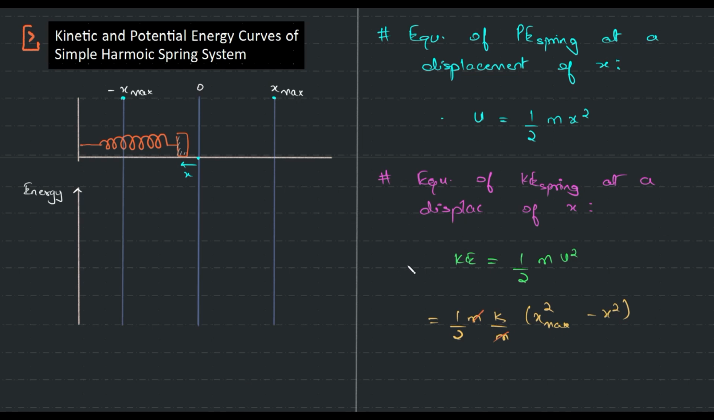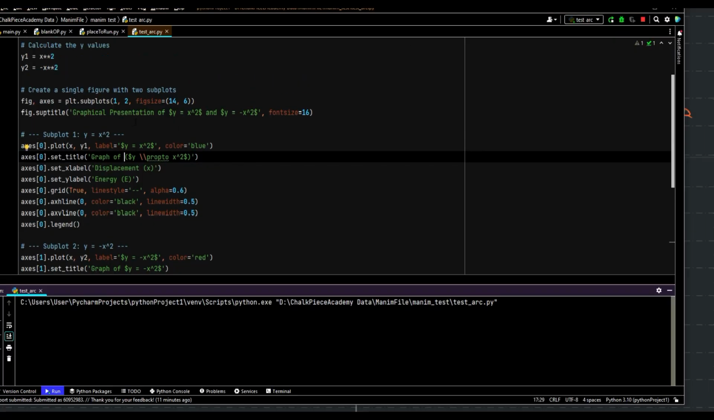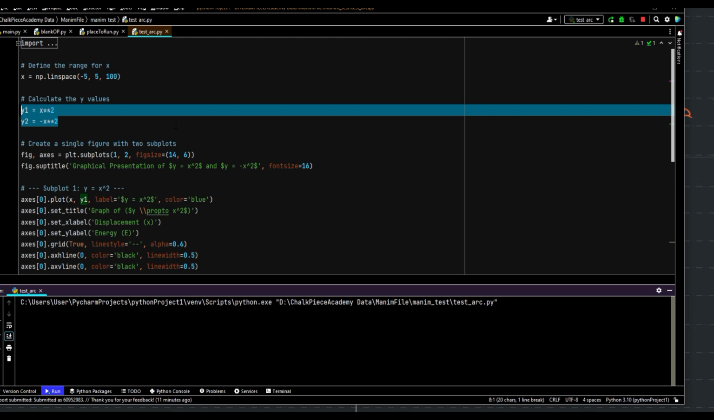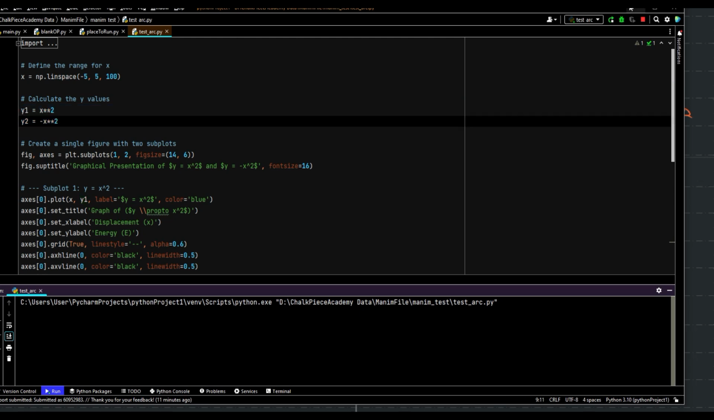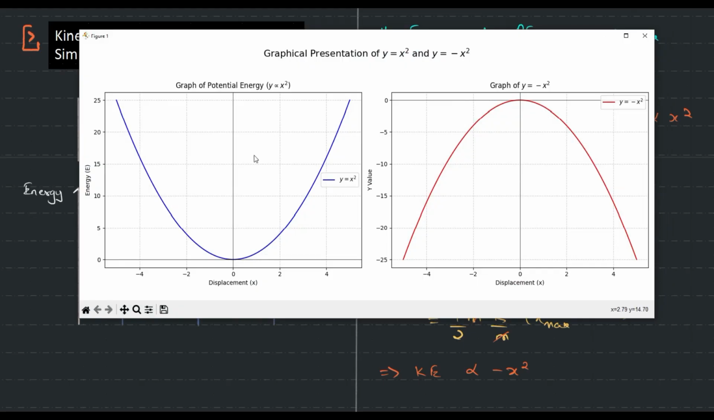Okay. Now, if I dig into the formula over here, what can we infer? U is proportional to x square. And here, K is proportional to minus x square, right? This is plus and this is minus. So I have a graph for you wherein I am plotting x square and minus x square. You can see the equations over here, y1, y2. On plotting, we get this graph. We have a smiley face for x square, and for minus x square, it is a frowny face.